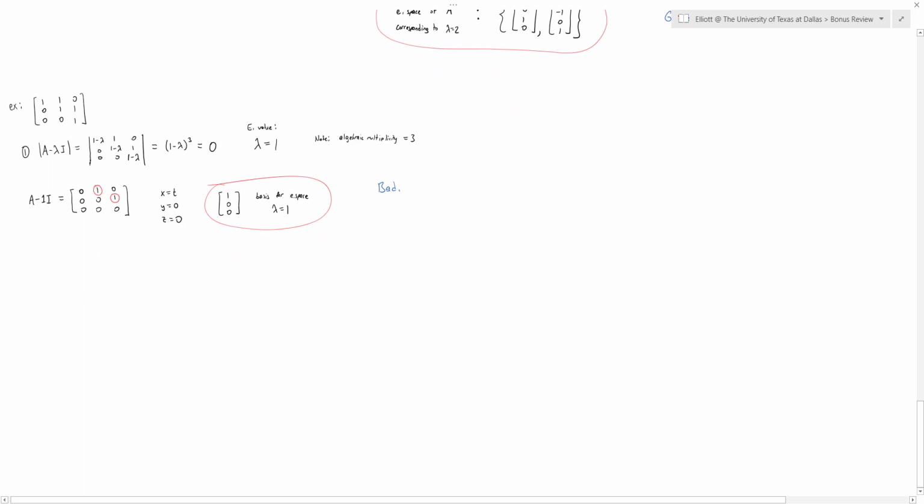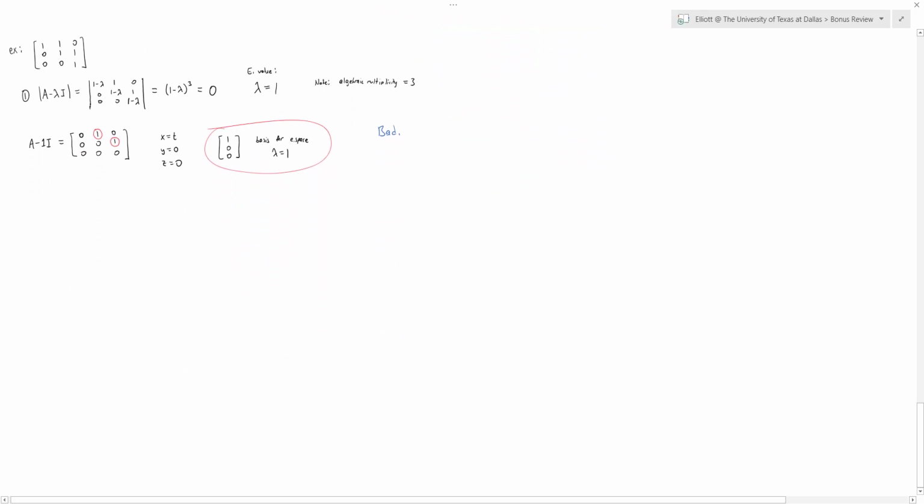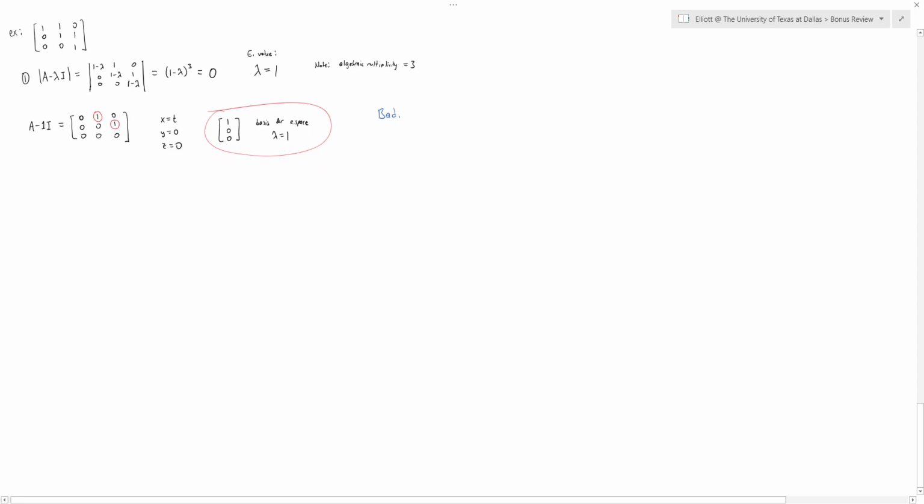But to end this review, which has been going on for quite a while, I do want to mention a couple facts about eigenvalues and eigenvectors to round things up. So first, let's recall what the trace of a matrix was.